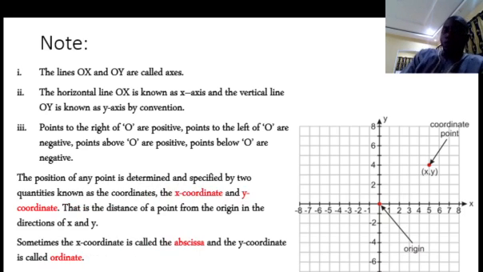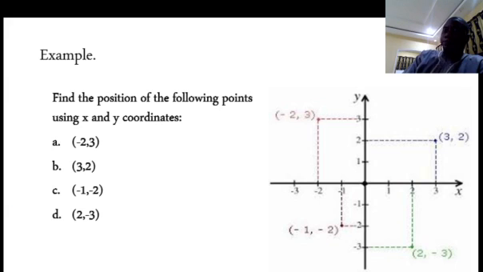We equally need to understand that both X and Y are known as the coordinates. You have X coordinates and Y coordinates, and they are all taking reference from the origin. The X coordinate is sometimes known as the abscissa, while the Y coordinate is known as the ordinate. Now we are entering into the business. The business is to locate points on the plane.